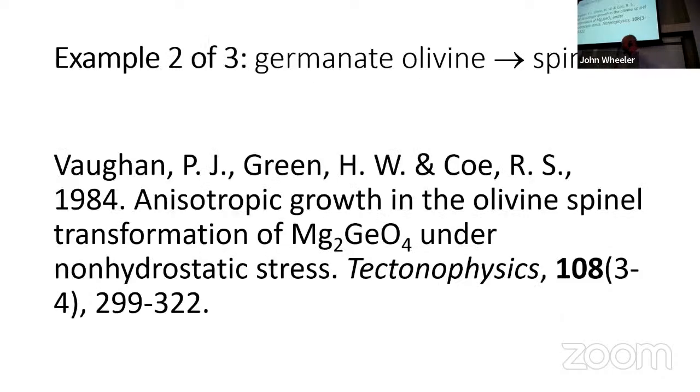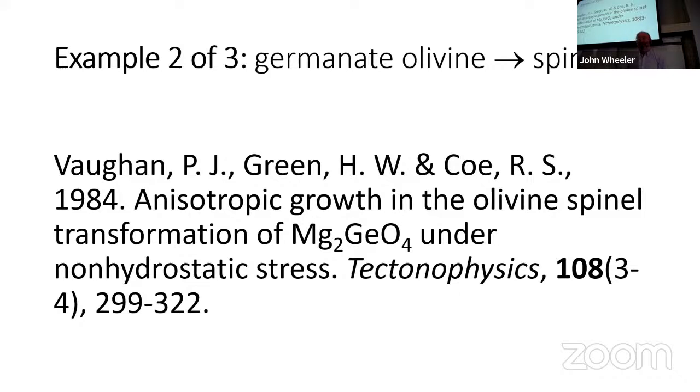The second example is an analog for what olivine does in the Mantle. And the analog is we do experiments using germanium instead of silicon, and those minerals do the same sorts of things as Mantle minerals to a first approximation, but the experiments are easier. So these people got some germanate olivine, squashed it, and it turns into spinel, which is a bit like the ringwoodite you'd get in the real Mantle.